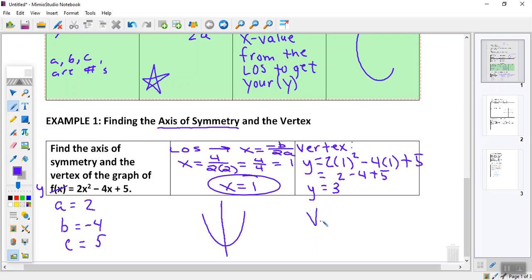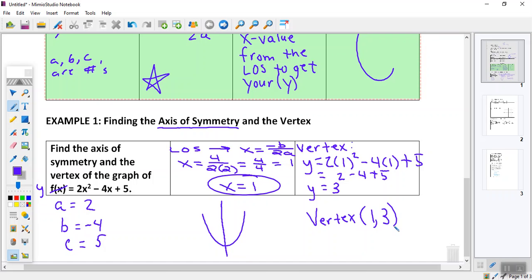My vertex then is 1 comma 3. Whoops, not 1.3. 1 comma 3. And that, my friends, is how you find a vertex. But before I can find a vertex, we've got to locate what? Line of symmetry. And line of symmetry only works in, what's this form called again, kids?